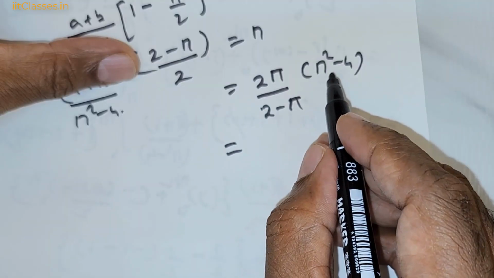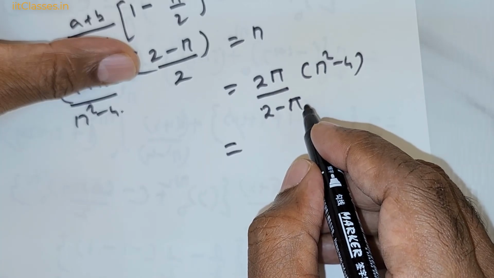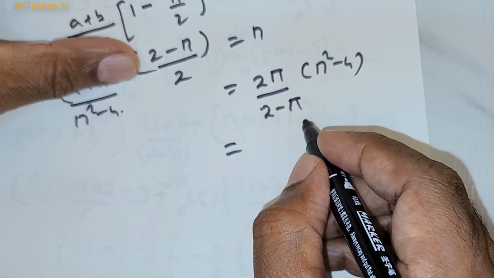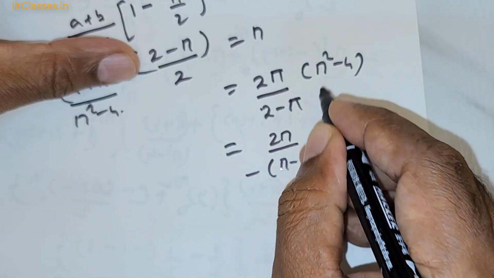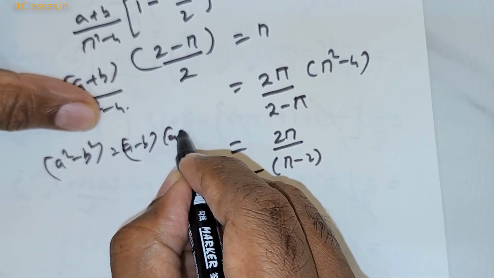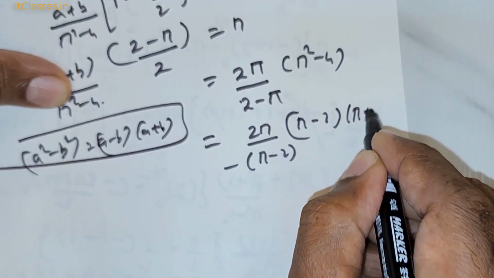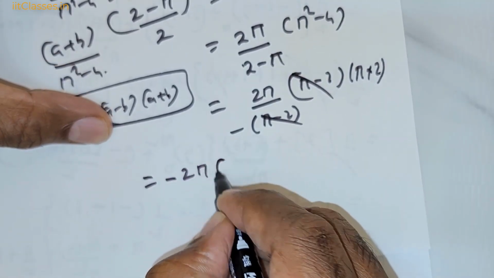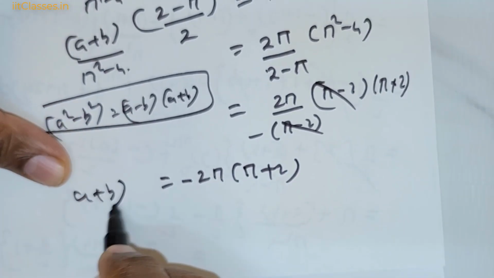So what I wish to do is if I were to take out the negative sign here, right, if I take a negative sign out, this is 2 pi over negative of pi negative 2. I'm going to write it utilizing a squared negative b squared power, which is a negative b times a positive b. Okay, so this is pi negative 2 times pi positive 2. So pi negative 2 gets cancelled, giving me negative 2 pi over pi positive 2. So what you got on the left hand side? You got a positive b.